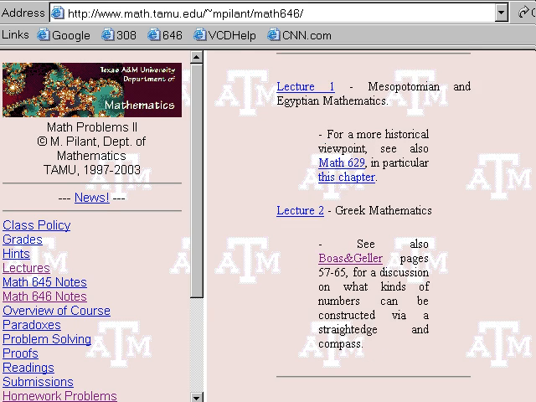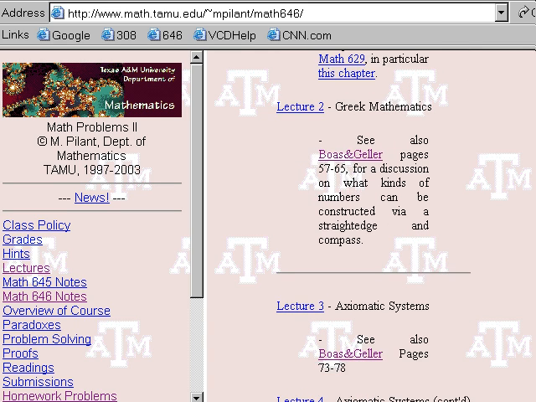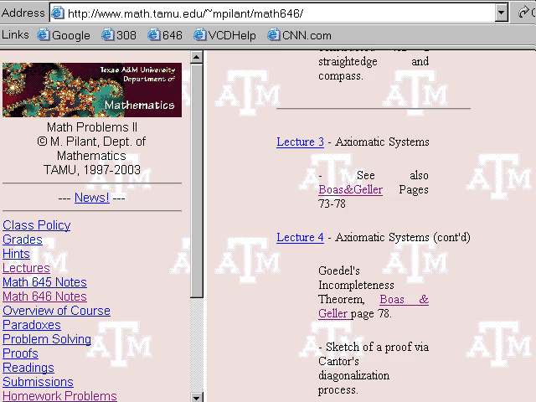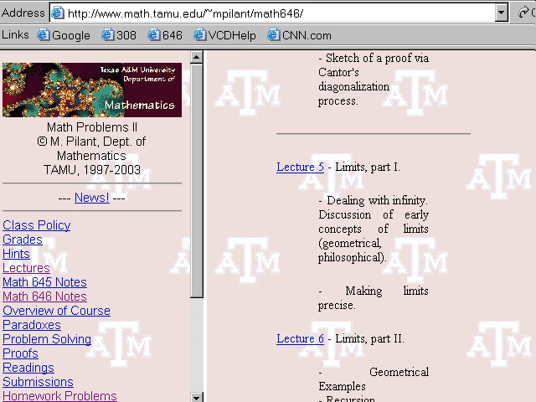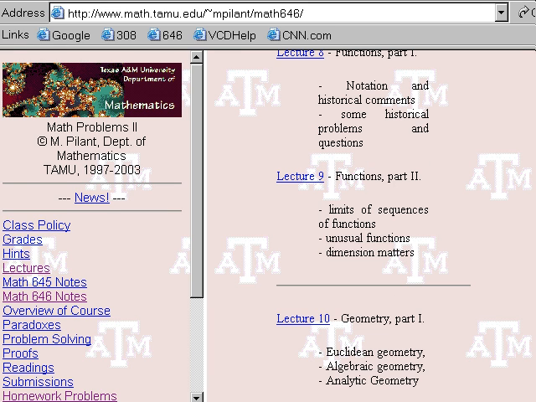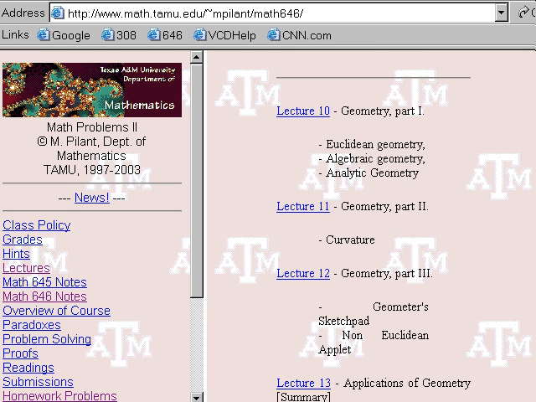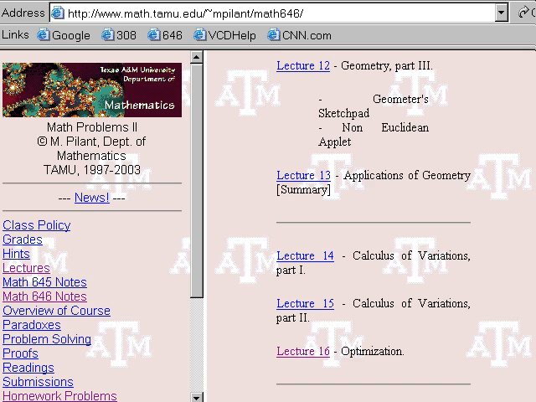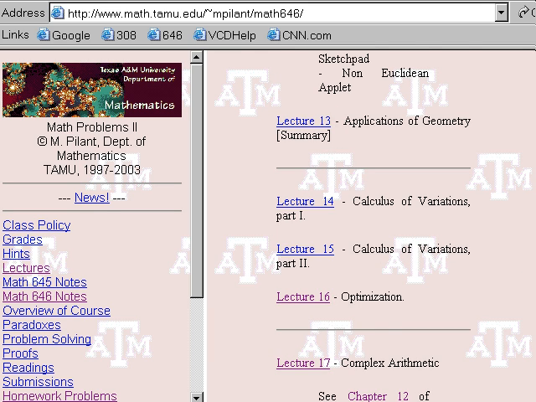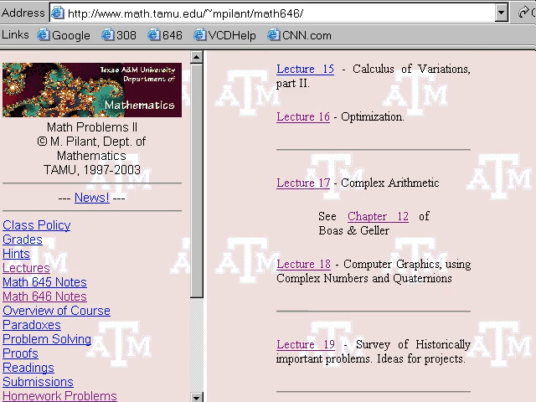We've considered many different topics so far, from the old history of mathematics to Mesopotamian and Greek, up through the earliest axiomatic systems, and then on to the beginnings of analysis and limits, functions, the earliest aspects of geometry up through modern geometry, an extension of that into the calculus of variations, and then complex arithmetic.